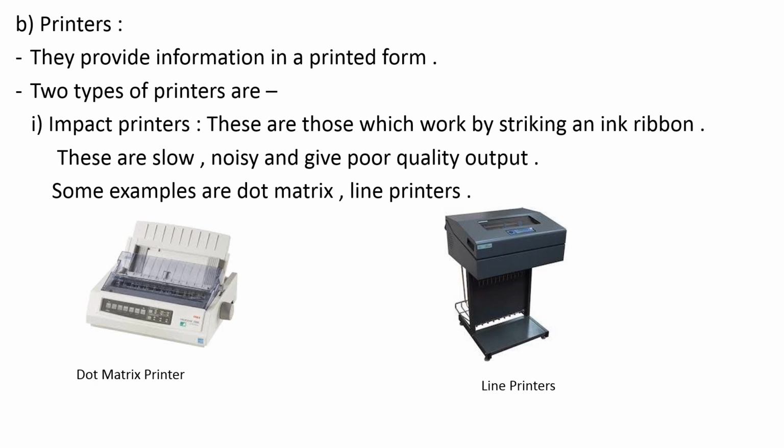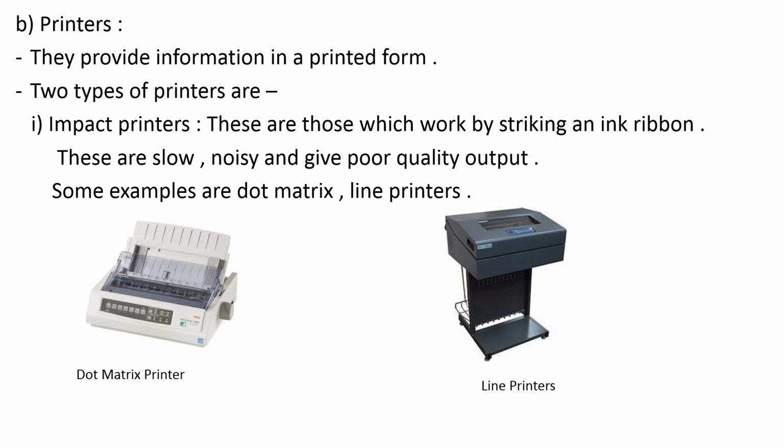Now the second device that we are going to study is printers. You all are aware of printers, right? They provide the information in the printed form. Since the printers provide the information after extracting it from the computer, it is called the output device. Why is it called an output device? Because they provide the information in a printed form.